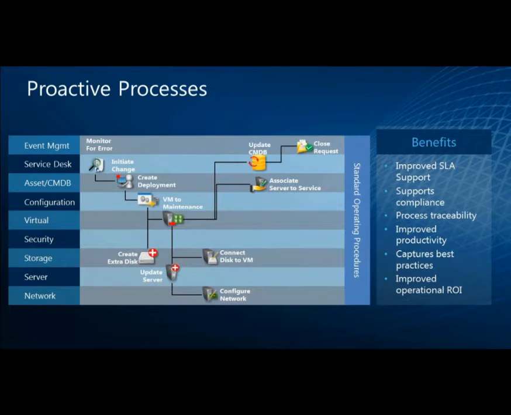So in this example, we're monitoring for a particular error, in this case a disk error, using Operations Manager, and we're automatically initiating a change that takes a virtual machine, puts it in maintenance, creates an extra disk, updates the server, reconnects the disk, reconfigures the network, updates the associated service for that particular virtual machine, updates our CMDB, and closes the request. All from simply a monitor checking to see, hey, is my disk getting full? Do I need to extend it or expand it or add some more capacity to that service?